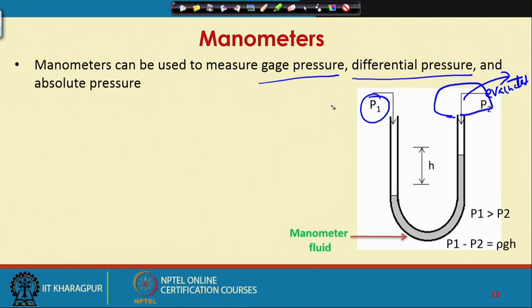When you measure gauge pressure, one end is connected to the pressure source, the other limb is open to atmosphere. When you are measuring differential pressure, both the limbs are connected to two different pressure sources. And when you are measuring absolute pressure, one end is completely evacuated and sealed and the other end is connected to the pressure source you are measuring. So, that way you can measure gauge pressure, differential pressure as well as absolute pressure.